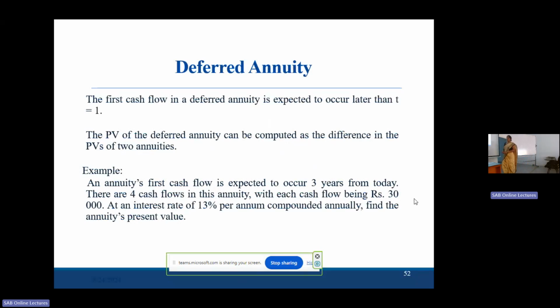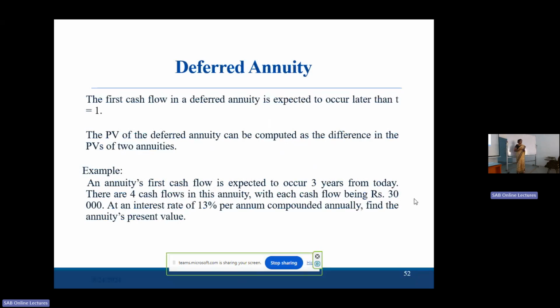Right. So now we are going to the next one, deferred annuity. I'll go quickly because now you know the concept. When it comes to the deferred annuity, as I mentioned earlier, cash flows occur with some delay. Now you can see an example here. An annuity's first cash flow is expected to occur 3 years from today. For the first 2 years there is no cash flow, so the first occurs 3 years from today.